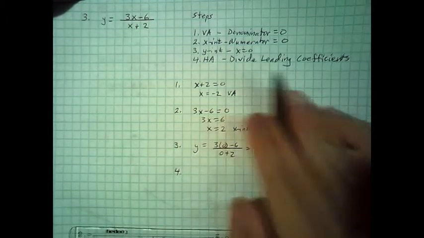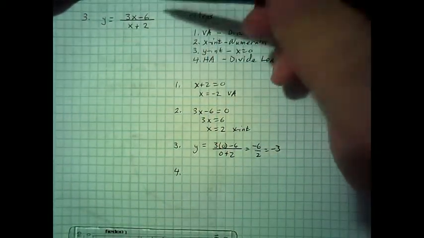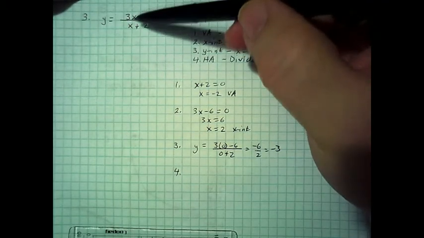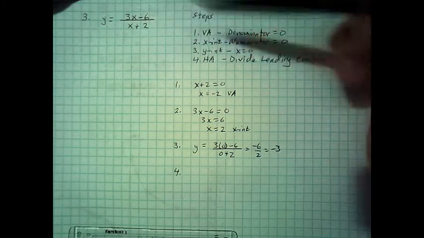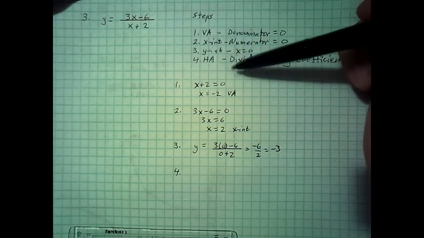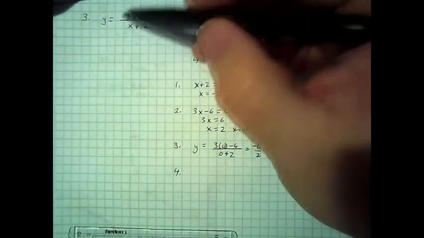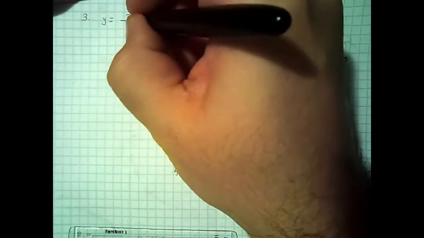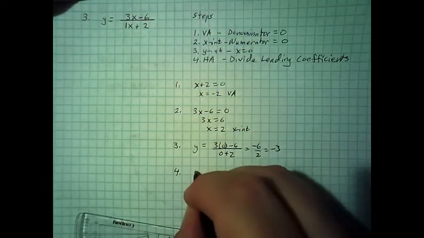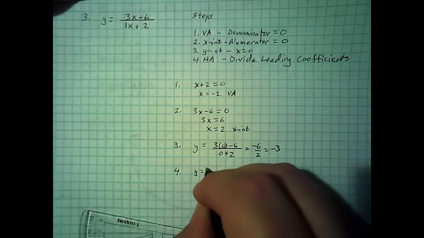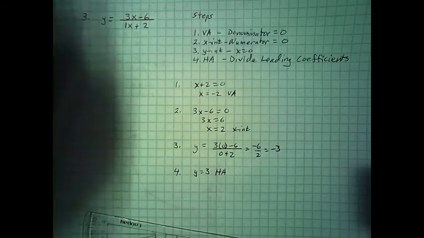And lastly, we're going to divide the leading coefficients to find the horizontal asymptote. Now this will work because these are both linear. When we move to 8.3 and they're not necessarily both linear, we'll actually have a more complicated version for step number 4. This is one of the cases. But in this case, the top is 3, the bottom leading coefficient is 1. 3 divided by 1 is 3, so that's our horizontal asymptote at y equals 3.